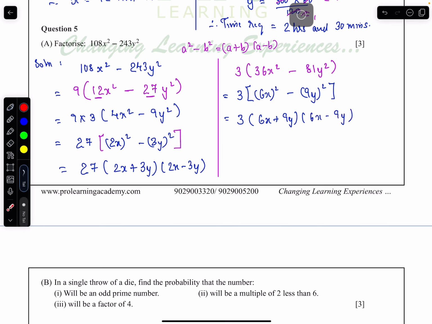Here it is very important for us to realize that 6 is 2 times 3 and 9 is 3 times 3. So 3 is a common element that could be pulled out here and here as well.